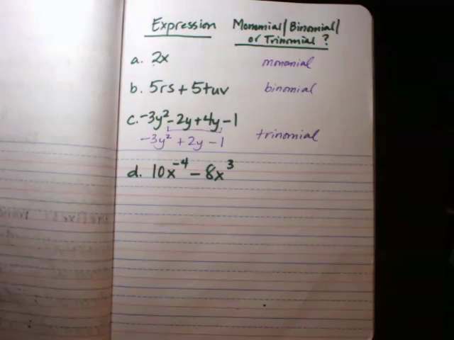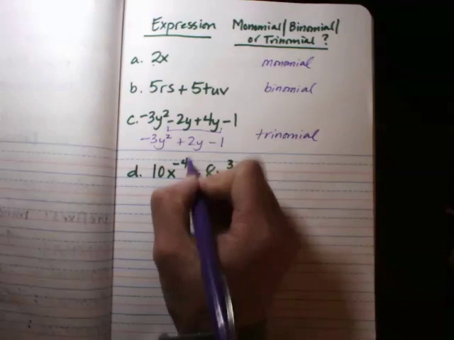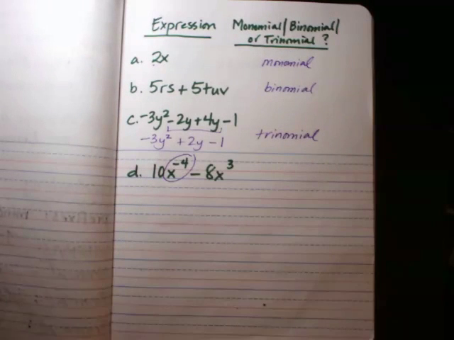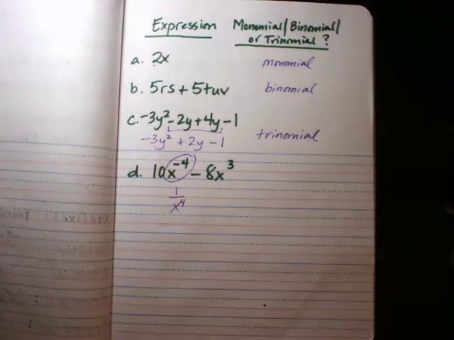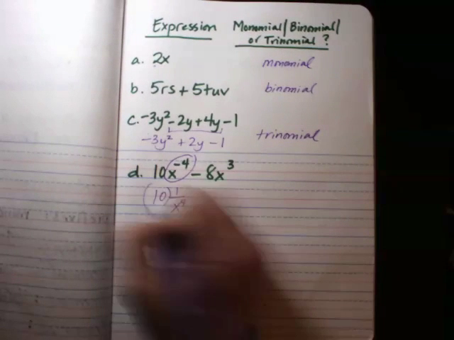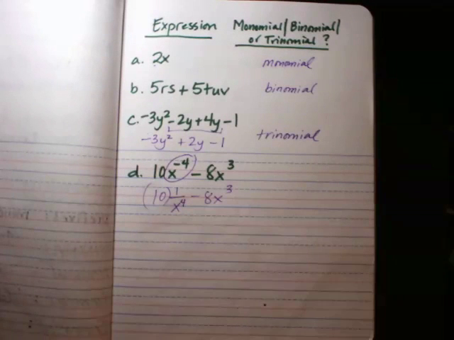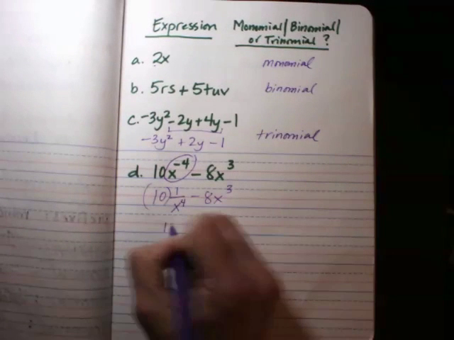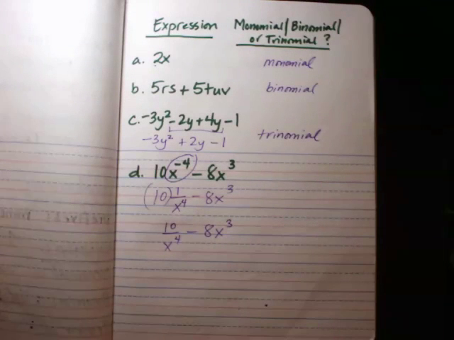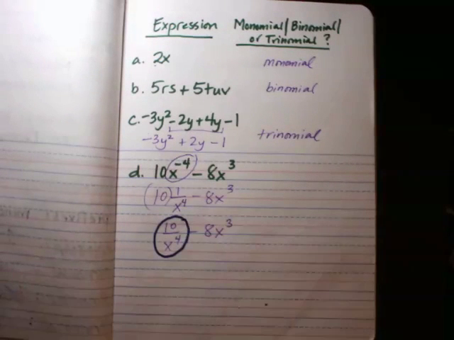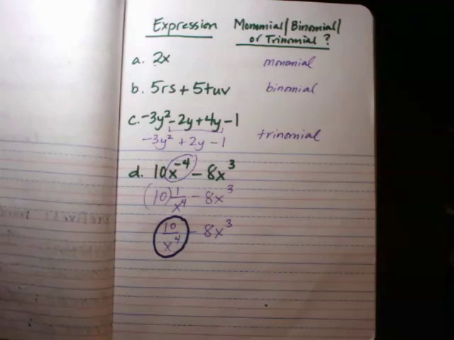Okay, what did you get for D? If you're looking at this, remember, very important, x to the negative 4 is 1 over x to the 4th. And if you have 1 over x to the 4th times 10 minus 8x to the 3rd, you can simplify this. It would look like this. Very important to remember what the definition of a monomial is. Because you're looking at this term, this would not qualify as a monomial. Okay, look back in your notes. Do you see why?